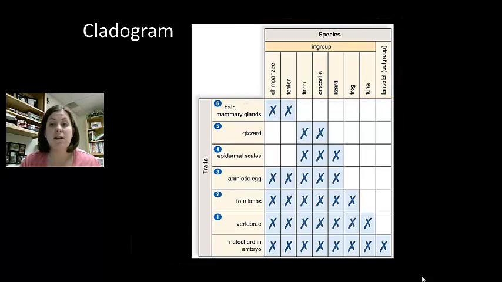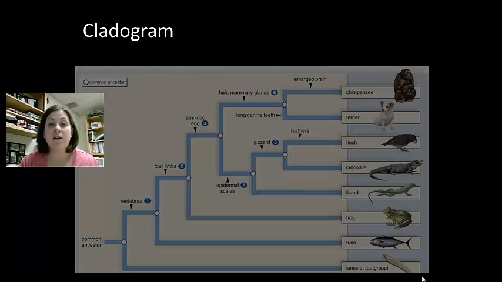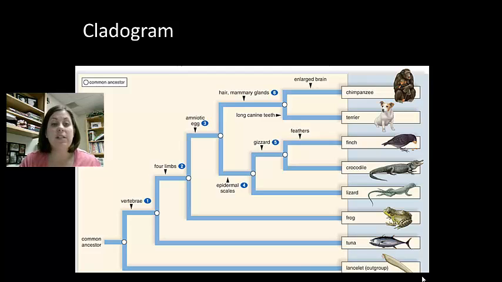This is going to help you then construct the cladogram. So it is important to investigate the traits and the organisms first. Once you fill out the chart, then you will be able to construct the cladogram like you see here. You'll see on this cladogram that the characteristics are found on the lines, and on the end of the lines you'll find the actual organisms.